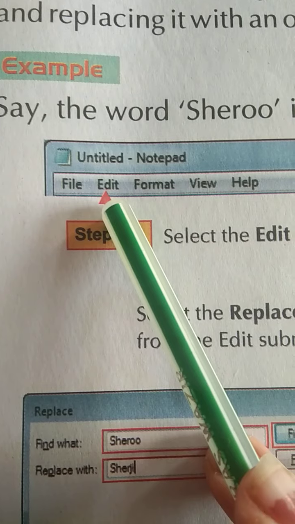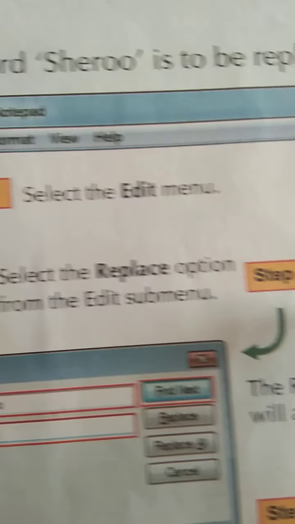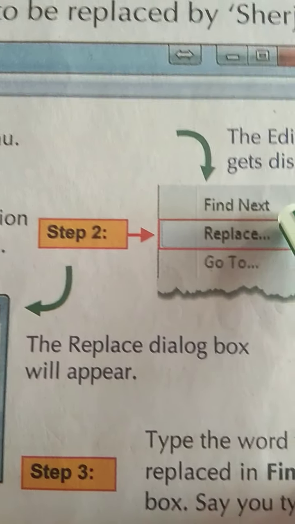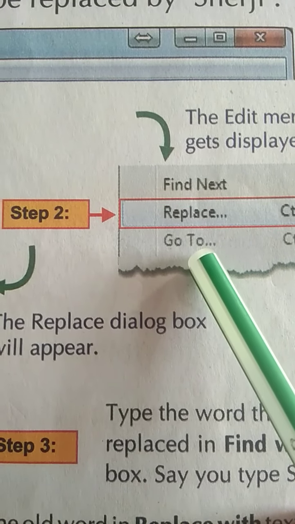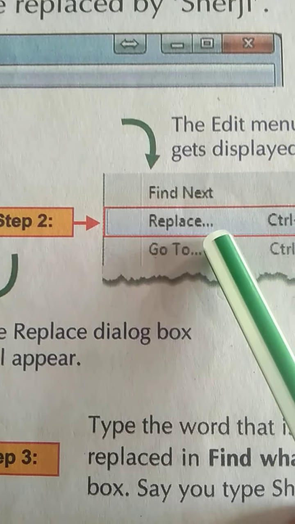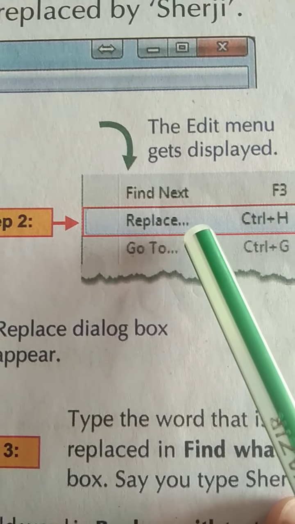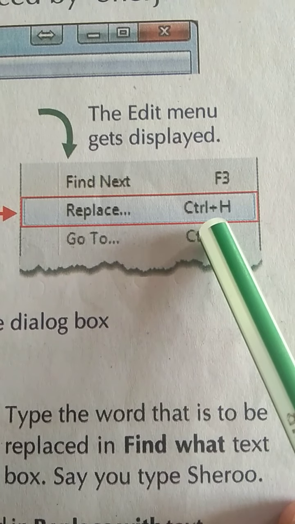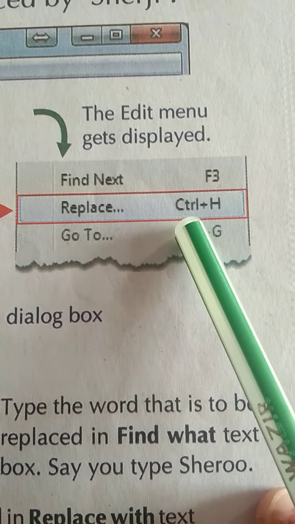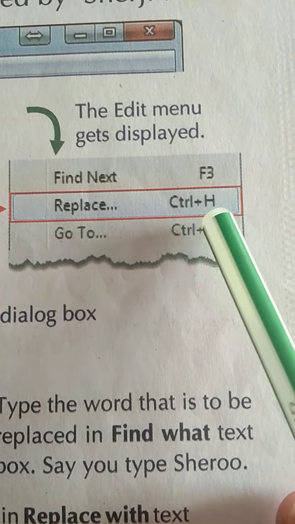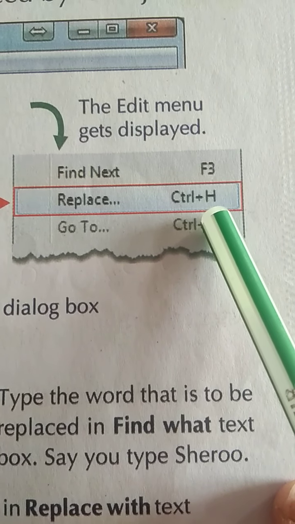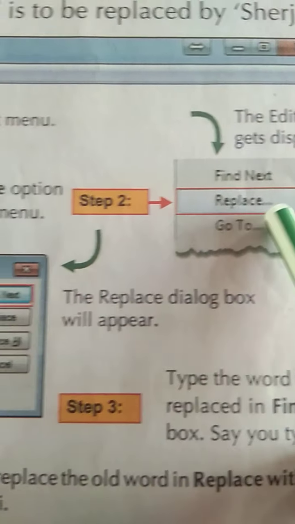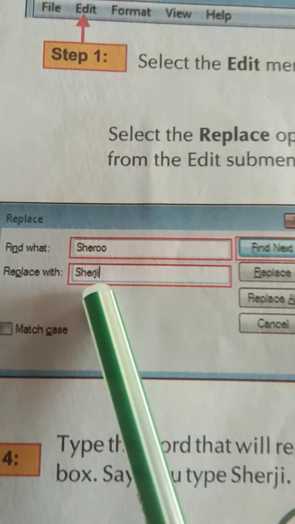When you click on Edit, what will happen? In the second step, you will see these options given: Find Next, Replace, and Go To. So our option is Replace, meaning to change that word. You can do it with the help of the mouse, and with the keyboard you need to press both together, the Control key and the H key, then you will be able to open Replace. Now what do you want to replace?